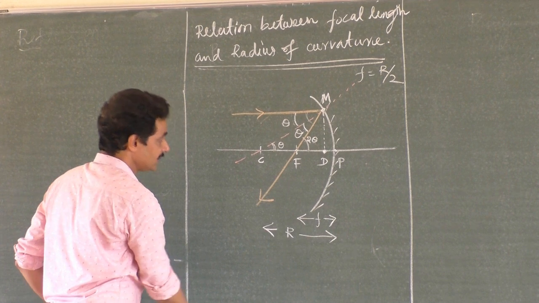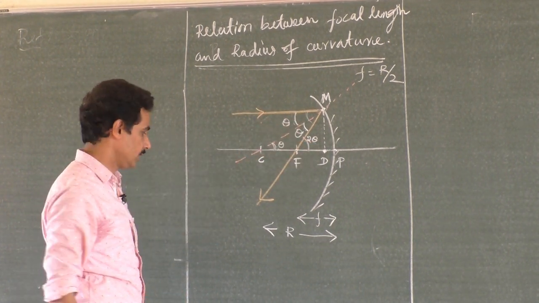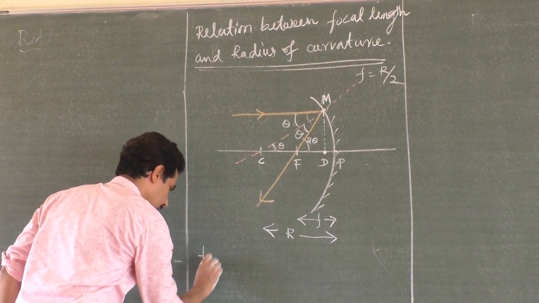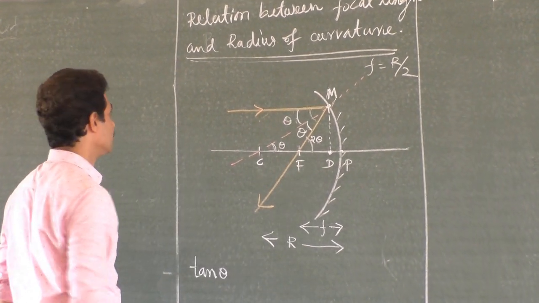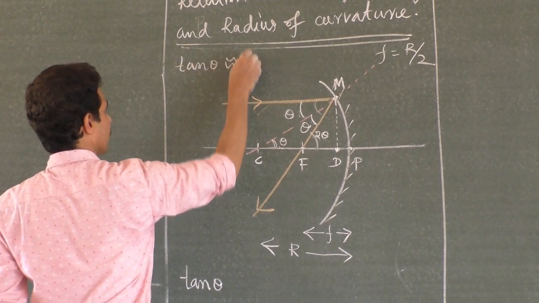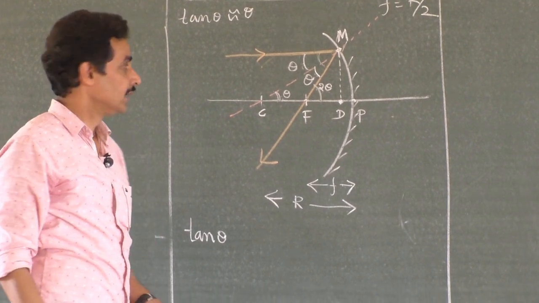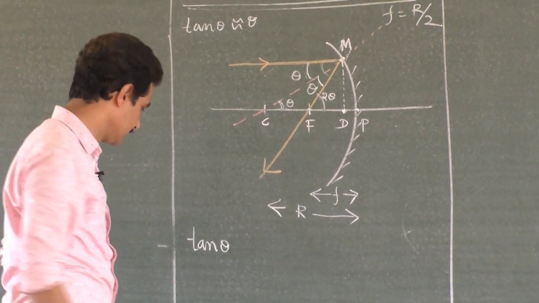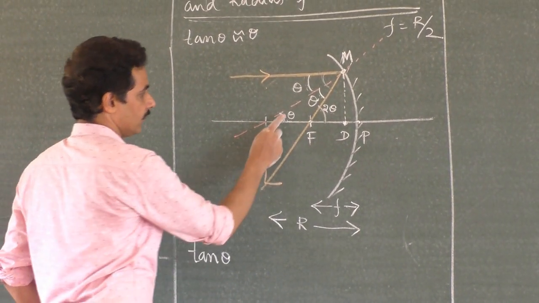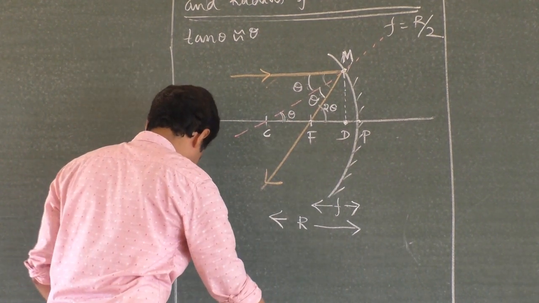Okay. In such a situation, when theta, 2 theta are very small, you can go for tan theta. When theta is very small, tan theta is almost equal to theta, or tan i is almost equal to i. Tan x is almost equal to x. So now you take tan theta. What is tan theta here? In this triangle. Now I will search this triangle.